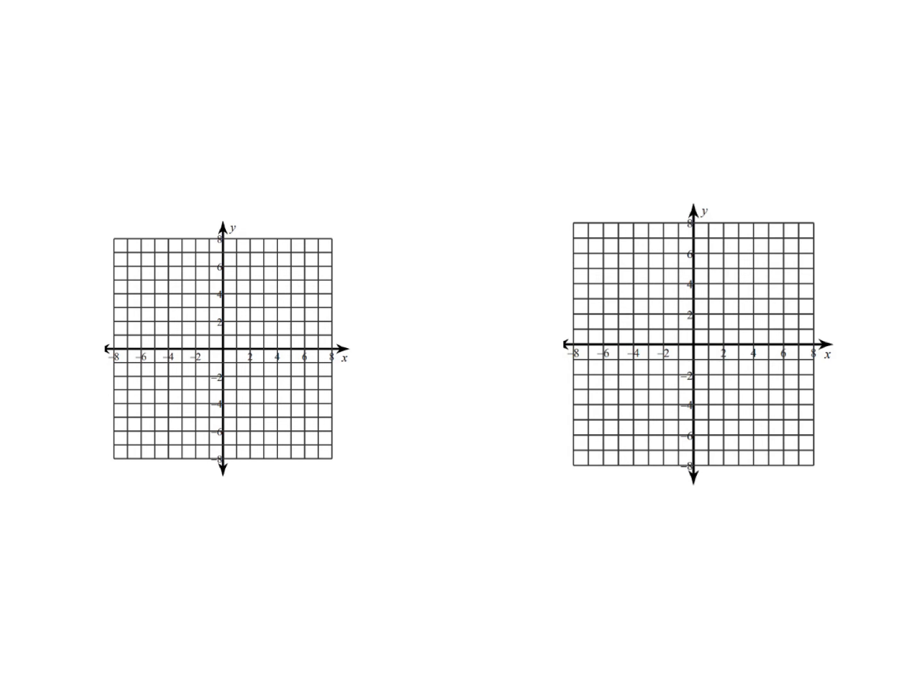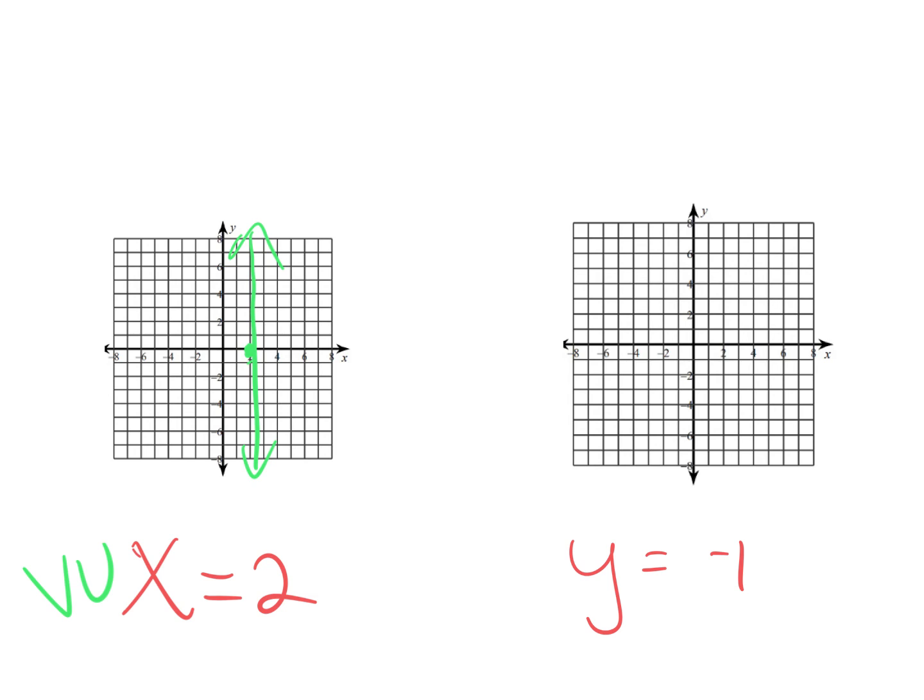So quickly, if you were given the equation x equals 2, you go, okay, HOY VUX, that's the VUX. I go to x equals 2 on the x-axis, and I draw a vertical line through it. If I have y equals -1, I think HOY VUX. So that's a horizontal line with a zero slope. So I go to y equals -1 on the y-axis, and I draw my horizontal line.